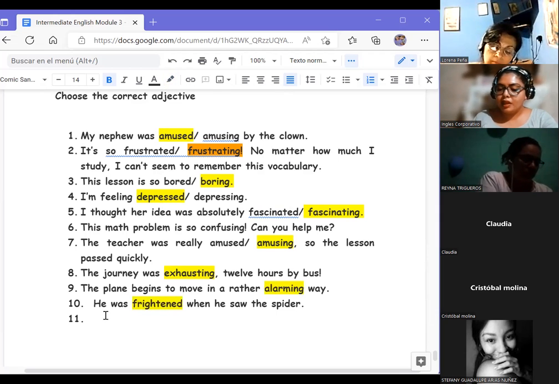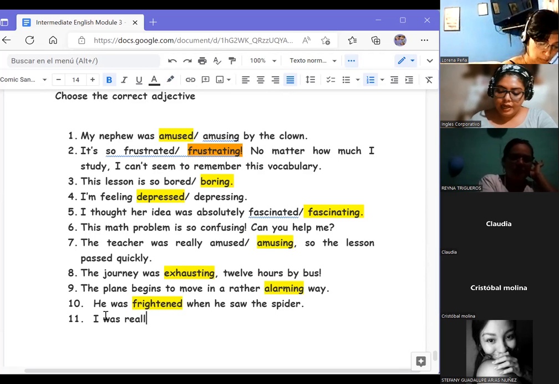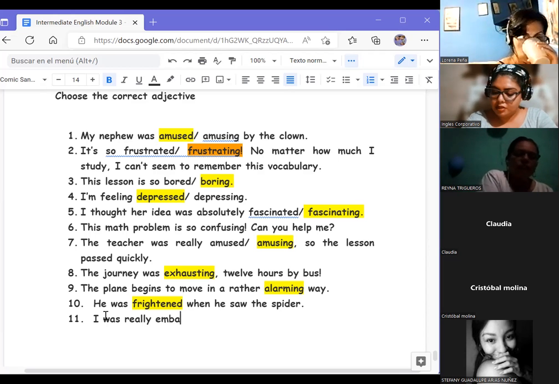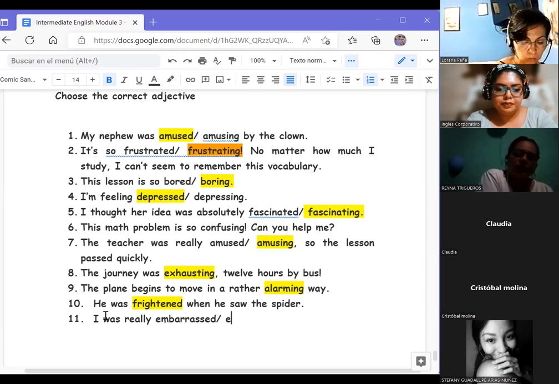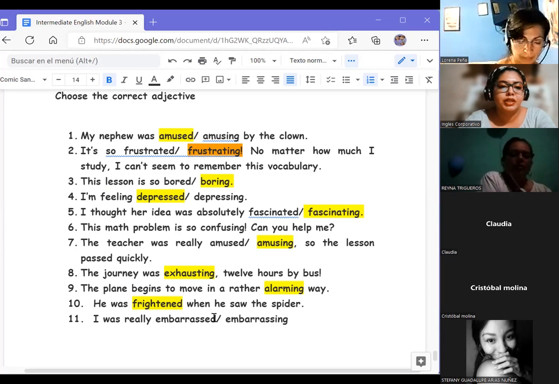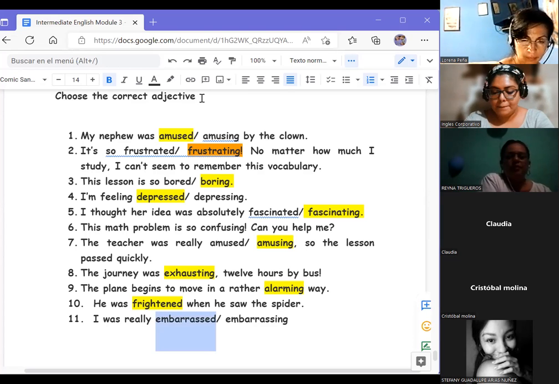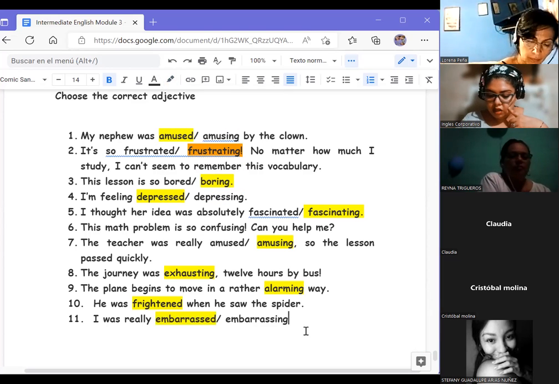Two more sentences. I was really, we have two options, embarrassed or embarrassing. I was embarrassed, the first one, because I'm talking about my feeling. Good. When I fell over in the street.